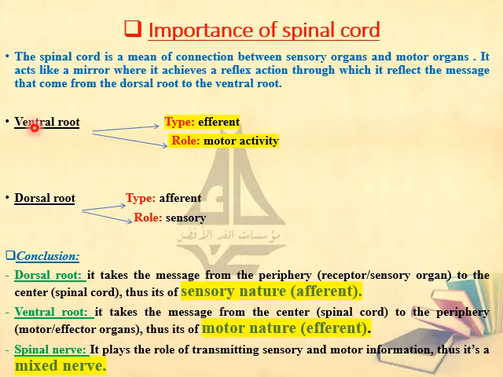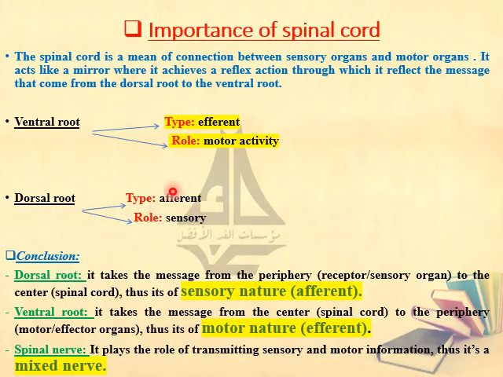As a conclusion, if I asked you what is the type of the ventral root, its type is efferent. Why E? Because it is connected to the effector organs, because it takes the messages to the effector organs or to the motor organs. So the type of the ventral root is efferent, and its role is motor activity. What do you mean by motor activity? It means that the ventral root is responsible for sending the motor message from the spinal cord into the motor organs.